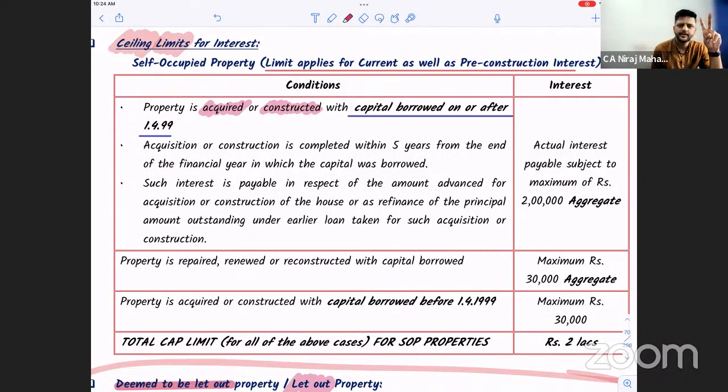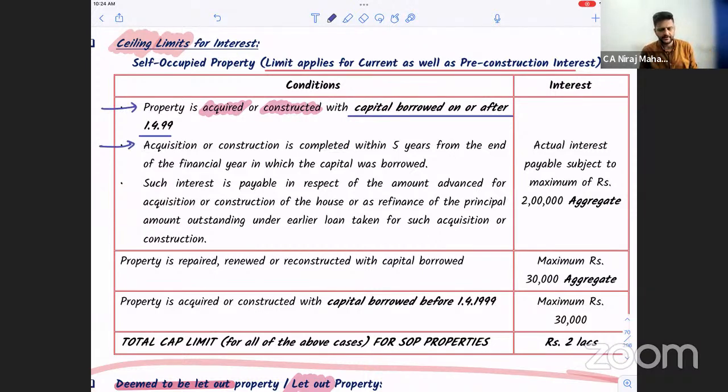Second, the loan is taken when? As of today also. Why? Because they are saying on or after 1st April 1999. So that is the changed law, or in fact the current law now. The loan is taken when? On or after 1st April 1999. That is one thing. Please be careful.